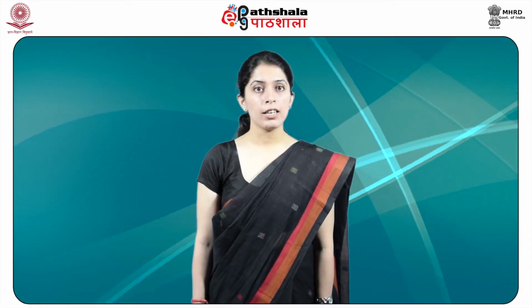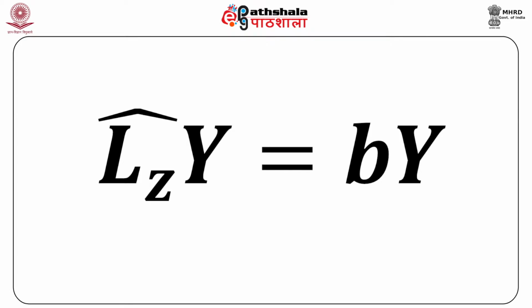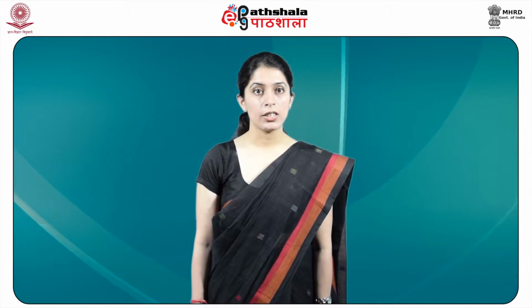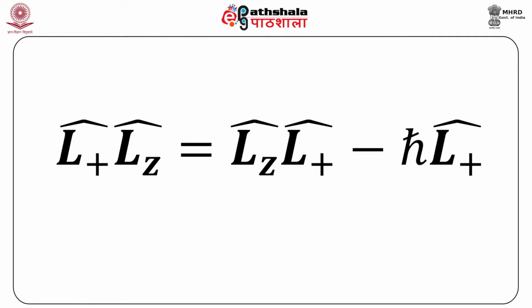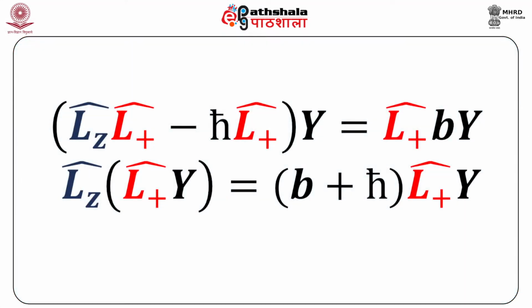We already defined the eigenvalue equation for Lz ψ equals b ψ, where ψ is the eigenfunction and b refers to the eigenvalue. Now, operating on this equation with operator L plus, we get the expression as L plus Lz ψ equals L plus b ψ. We have already derived one commutation relation between L plus and Lz, where the result has been obtained as L plus Lz is equal to Lz L plus minus h cross L plus. Substituting this result in the equation gives us the expression as Lz L plus minus h cross L plus ψ equals b L plus ψ. Further, this can be rewritten as Lz L plus ψ equals (b plus h cross) L plus ψ.